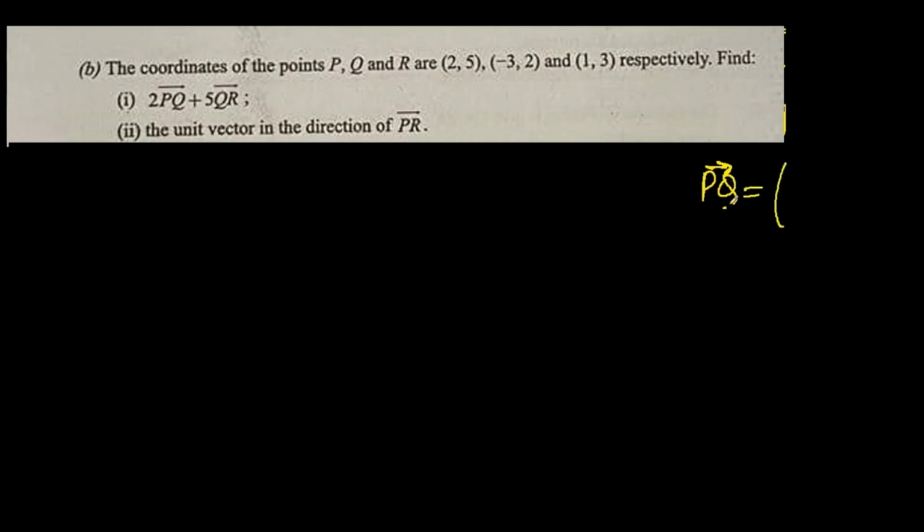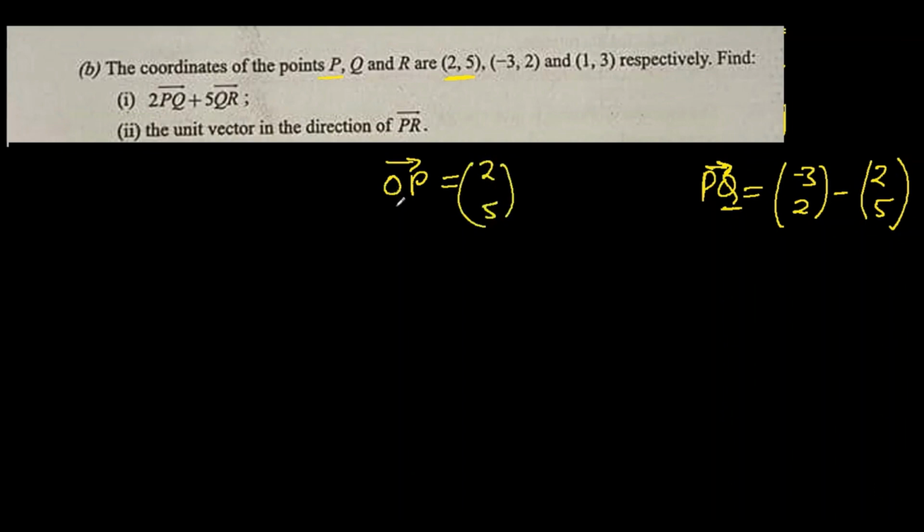So first we write the head, which is Q. Q is minus 3, 2, and in column notation we'll write it. Minus P, which is 2, 5. And why did I subtract this? Because the coordinates of P are 2, 5. Actually, it is the vector OP, which is the position vector. So 2, 5 can be written like this as a position vector. So in PQ we are basically subtracting OQ, the position vector of Q, minus OP, the position vector of P, and that will give us PQ.